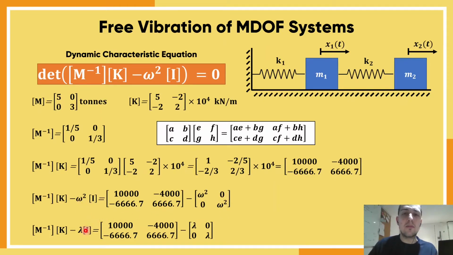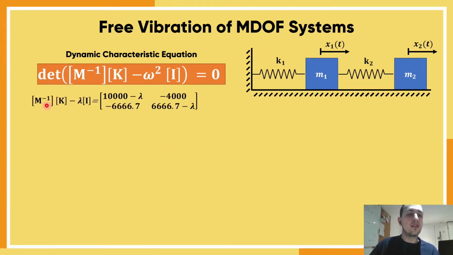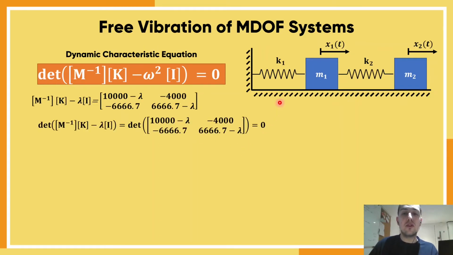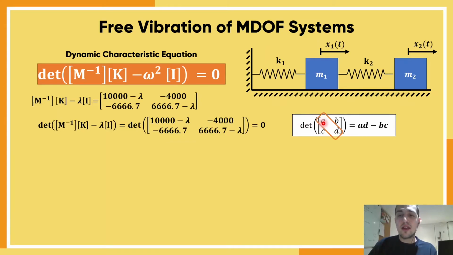So omega squared and lambda in this case have the same meaning. So with this substitution, we can now say that M inverse K minus lambda I is just this matrix, with the minus lambda in the main diagonal. And if we want to solve for a determinant, and again, if you don't remember how to solve for the determinant of a 2×2, it is nothing more than the main diagonal, so AD, minus the other diagonal, so AD minus BC.